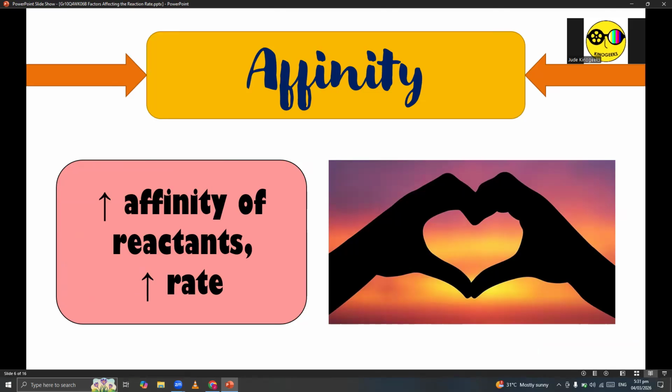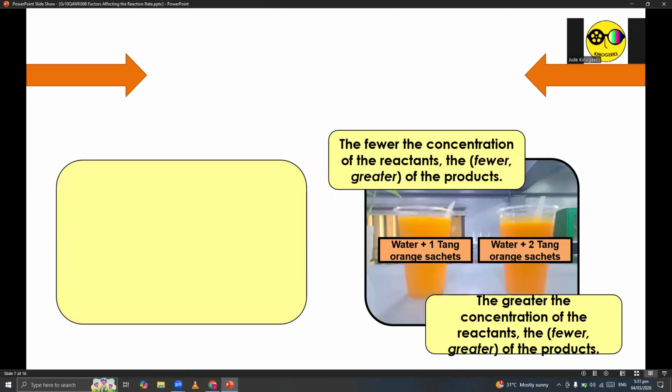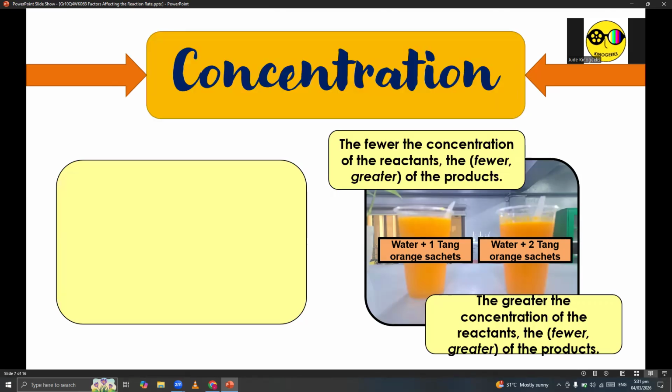All right, let's proceed to your second exhibit, wherein I ask you to prepare 2 glasses of orange juice. In the first cup, you have water with 1 tang orange sachet, and in the next setup, you have water and 2 tang orange sachets. So here you have difference in the amount of the solute, which is the tang orange powder. Therefore, the second factor revolves around concentration.